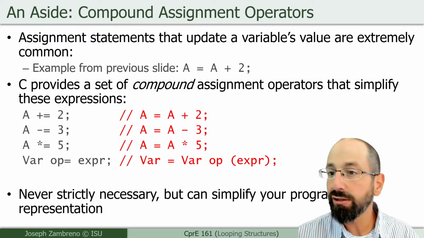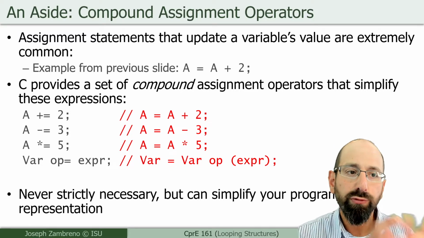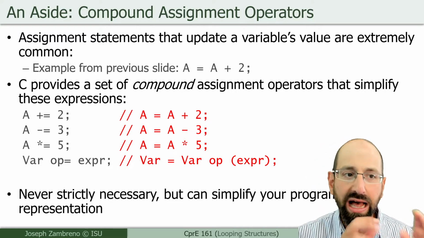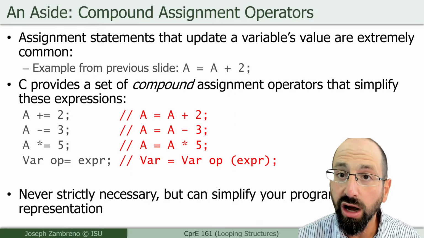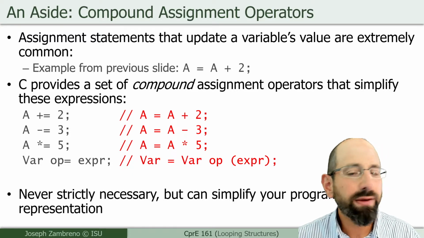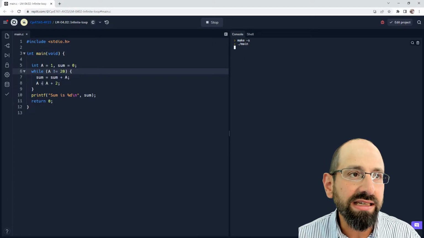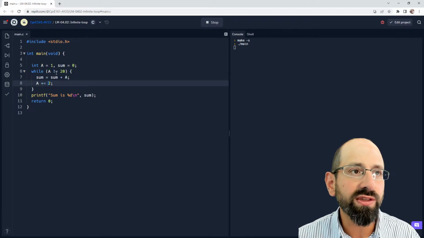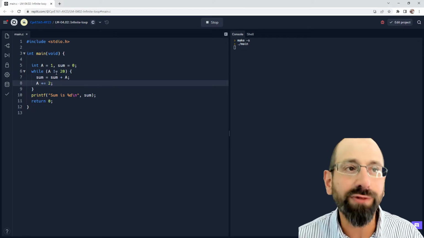Same for subtraction, multiplication. Really, for any operation we have defined, instead of variable equals variable op expression, we can write variable op equal expression, and it will give you the updated version of that variable there. It's never strictly necessary. The extent to which it actually simplifies things is potentially debatable, but instead of a equals a plus 2 in this code, we could write a plus equals 2. Doesn't actually change our infinite loop here.